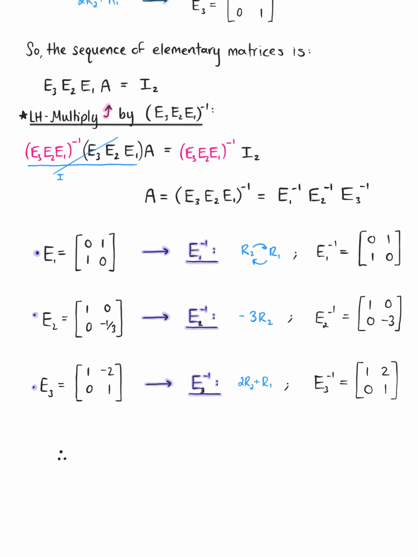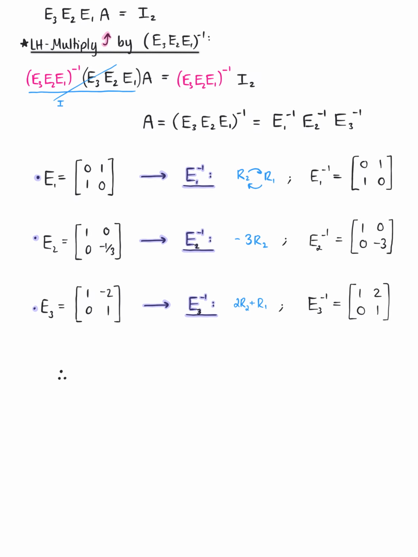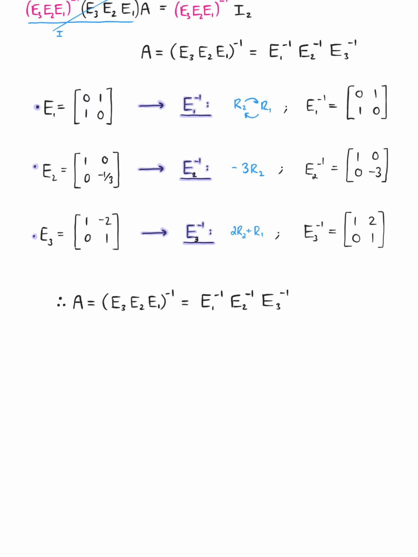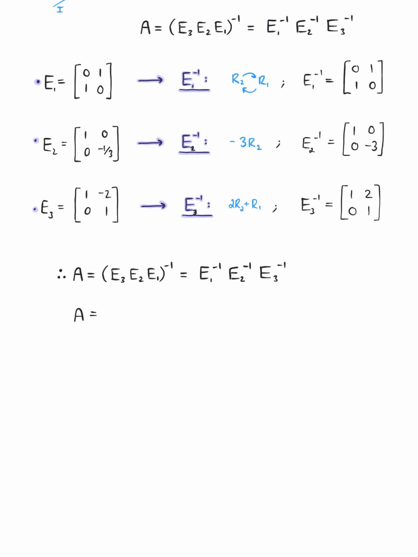So therefore, we can now go ahead and write matrix A as the product of these three elementary matrices: 0, 1, 1, 0 times the matrix 1, 0, 0, -3 times the matrix 1, 2, 0, 1.